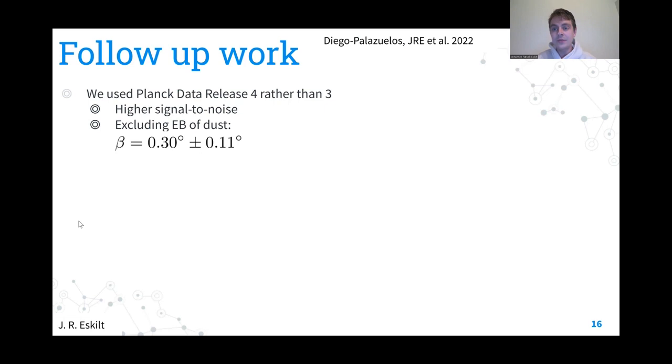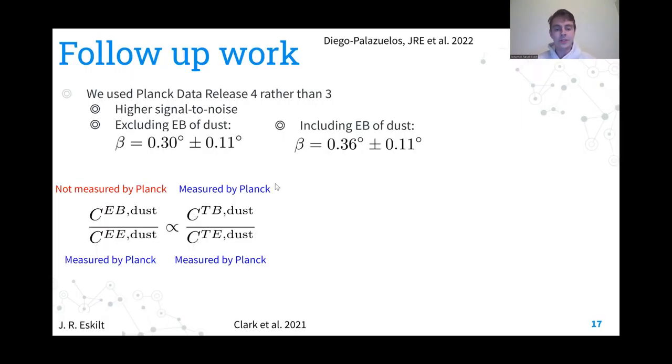So that's when I got involved in the project. I joined a small collaboration of old Planck members and Yuto Minami and Eiichiro Komatsu. And we used the Planck data release 4 rather than 3 that they used, and that data set has a slightly higher signal to noise. We did exactly the same as them, and by excluding the EB of dust in the equation, we got a higher statistical significance. But there are many arguments that you need to take EB of dust into account, that it is non-zero. And so we applied a dust model that was inspired by Clark and others.